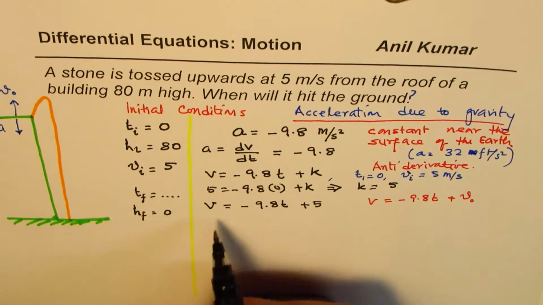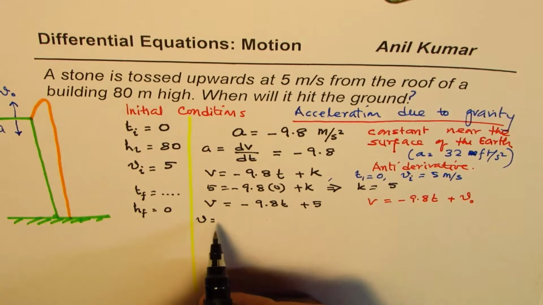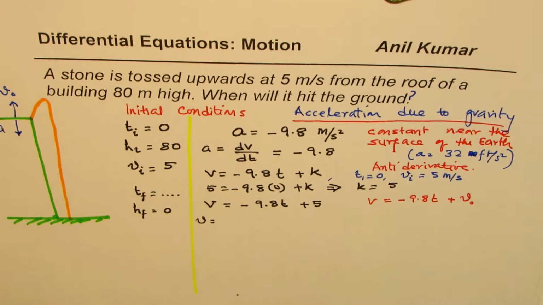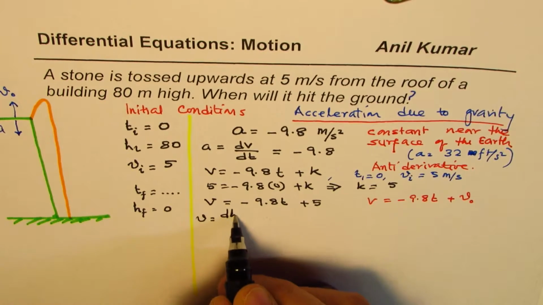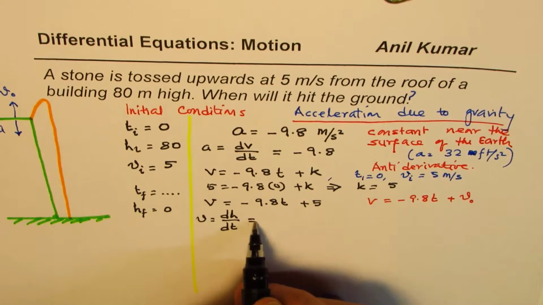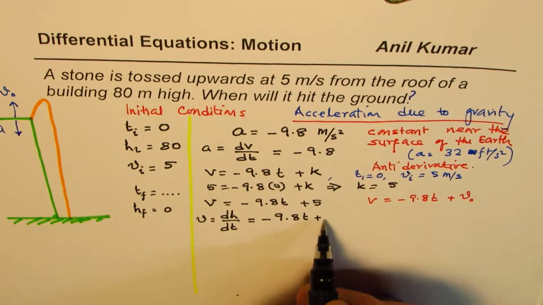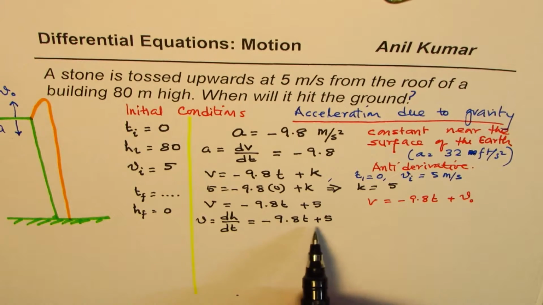Now we know what is velocity. Velocity is the rate of change of displacement. In this case, it is the height which changes. So we'll call this the rate of change of height. That is the displacement, right? And that should be equal to this expression of velocity, which is minus 9.8 t plus 5.